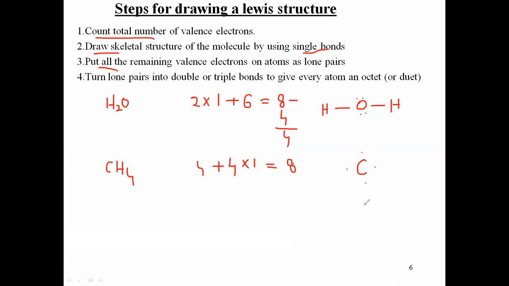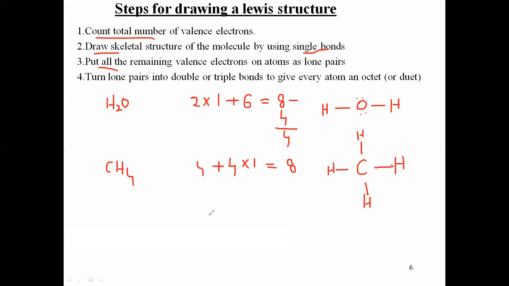And each of the 4 hydrogens carries 1 electron, and single bonds. Now count the electrons. How many electrons did we use? 1, 2, 3, 4, 5, 6, 7, 8. So all the electrons we used. So this is the structure of the CH4 molecule.